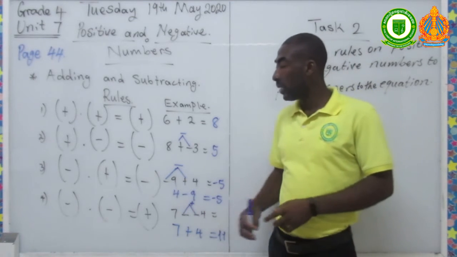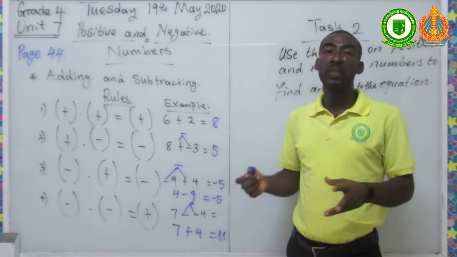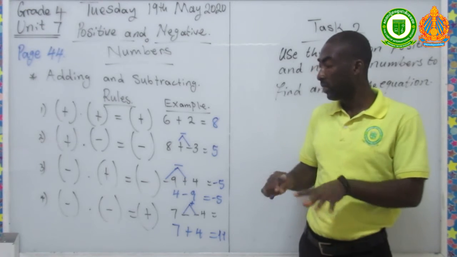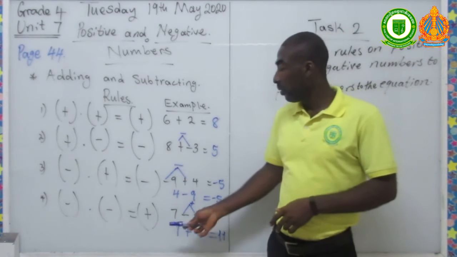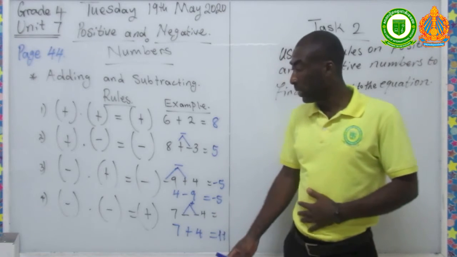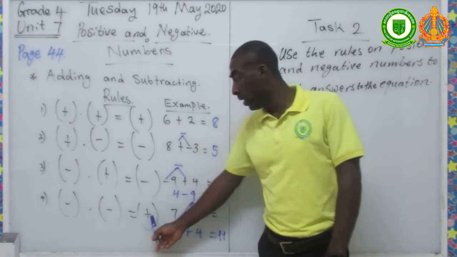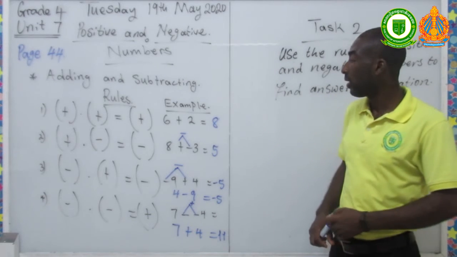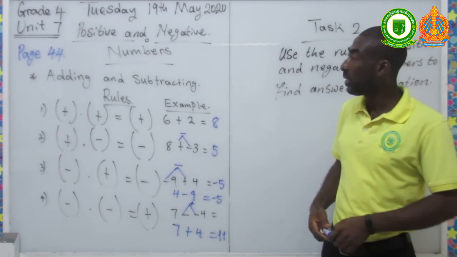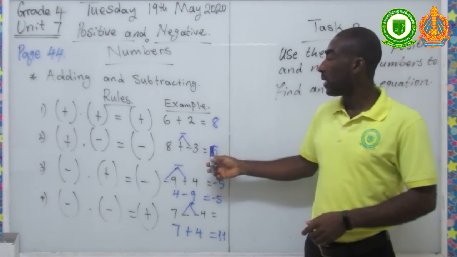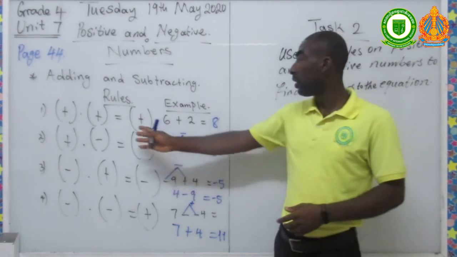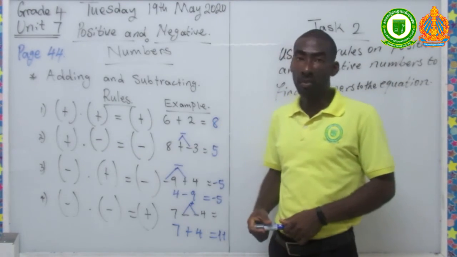The last rule is that when a negative and a negative come together in the same location, it tends to become a positive, and that is what is shown here. So we have a negative and a negative that come together, and you have a positive sign. These are the examples that we have in correlation with our rules.